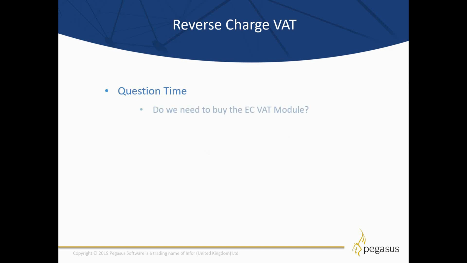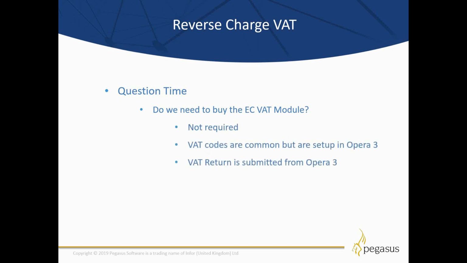The first question was from a Pegasus partner that has customers asking the same question, and they asked, do we need to buy the EC VAT module to allow us to use Reverse Charge VAT within Opera 3? The answer to that question is fairly simple. No, you do not need to have the EC VAT module. There is no specific link to the EC VAT module for the construction industry. As discussed previously, the VAT codes between Pegasus CIS and Opera 3 are common. They are set up in Opera 3, but they are used by both products.